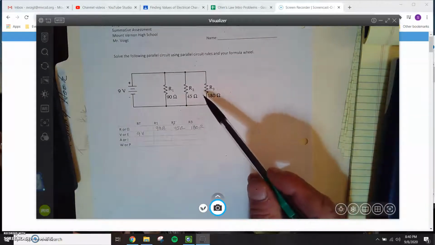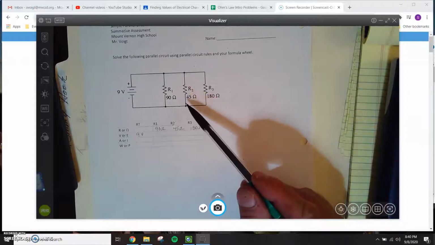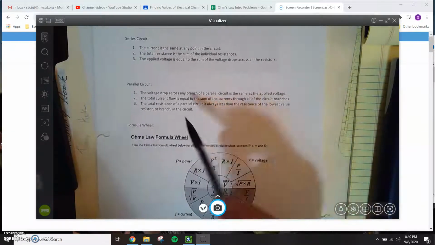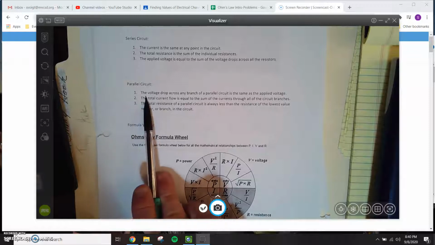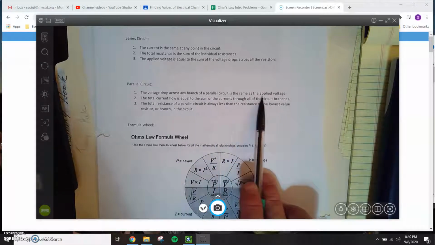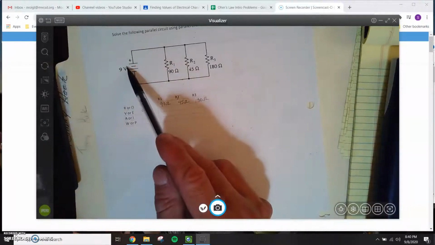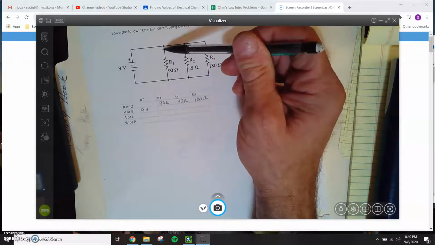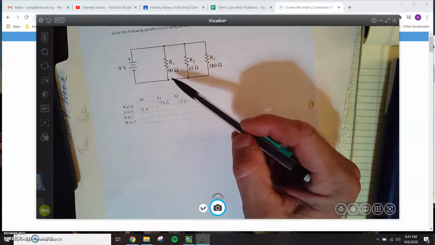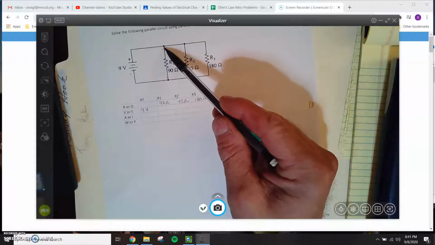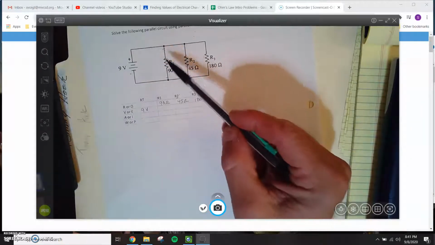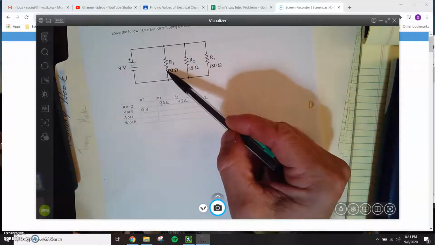We'll get into the other parts later, but just remember that there can be more than 1 resistor in there, and then when we read our first rule, you'll understand why it makes it harder. The first rule is the voltage drop across any branch of a parallel circuit is the same as the applied voltage. Well, this is our applied voltage, and we know the voltage going through this branch from here to here is going to be 9 volts, because that's what our rule says. So if we put another resistor in there, that 9 volts would be divided between those 2 resistors.